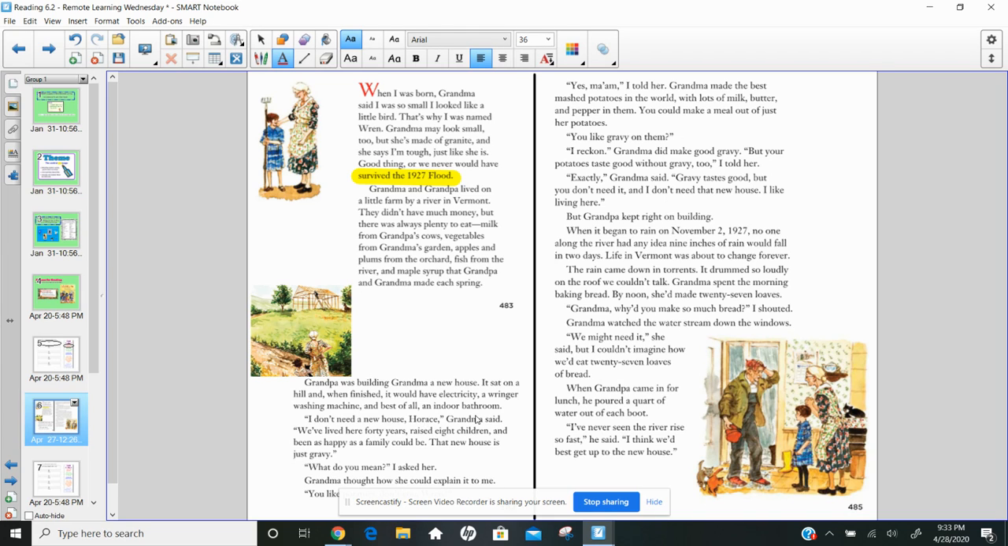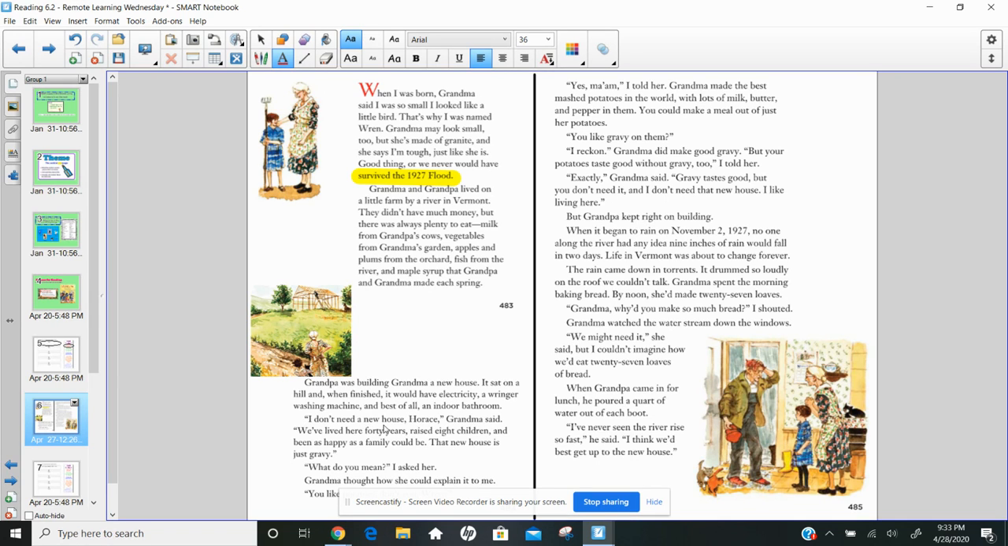an indoor bathroom. Oh goodness, I can tell that this is an old story. That's why it's called historical fiction, because an indoor bathroom, doesn't everybody have an indoor bathroom? But back in the day, I know they didn't. They used to have to go to the bathroom outside. They didn't have washing machines. They didn't even have electricity. They didn't even have lights in their house. They had to use candles. All right, I'm going to keep reading.